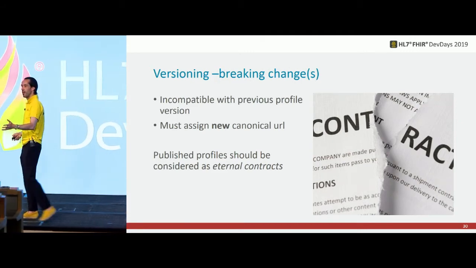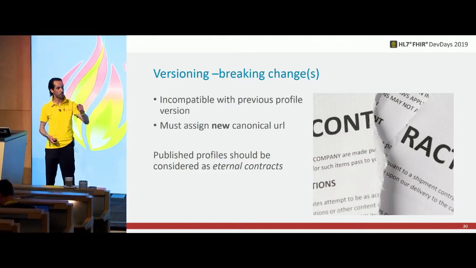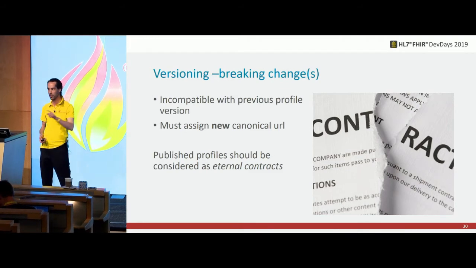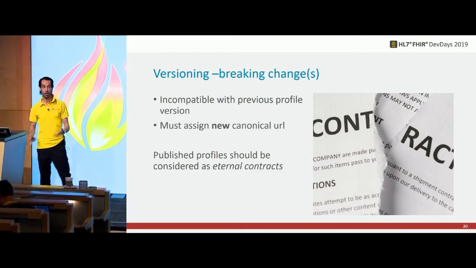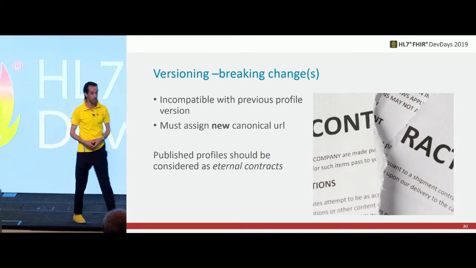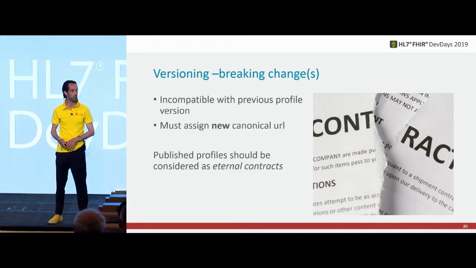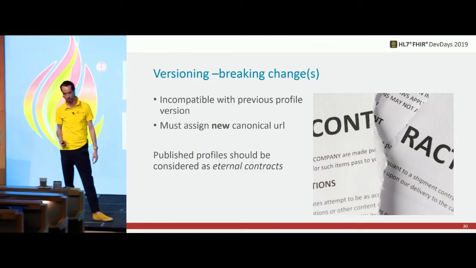So a published profile, you should consider it as a promise forever and ever. Once you put out a profile with status active, saying this is final, you should assume that people start building clients and servers based on that profile, and then you really shouldn't tinker with it anymore. You really shouldn't introduce any breaking changes anymore, because you will get phone calls. So it's an eternal contract.